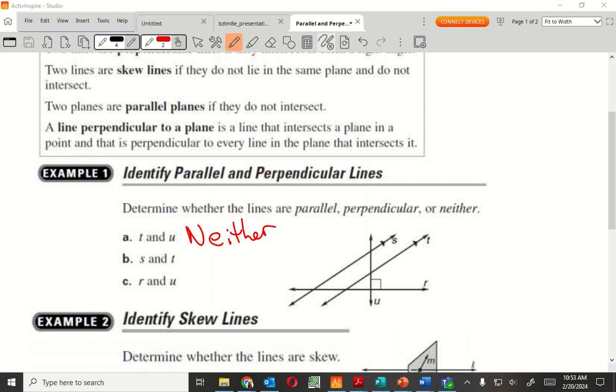S and T. On S and T, do I have arrows on those two lines? Yes, I do. They have the same arrows. Sometimes you're going to have a double arrow signifying that the two are parallel to each other. Whichever have the same arrows are parallel. These are both single arrows, so these two are going to be parallel to each other. So S and T are parallel.